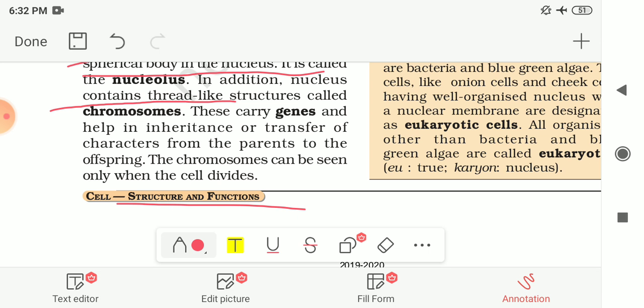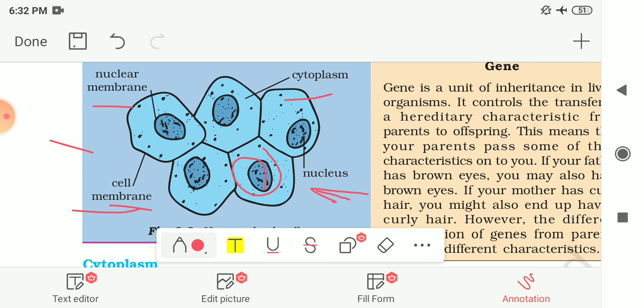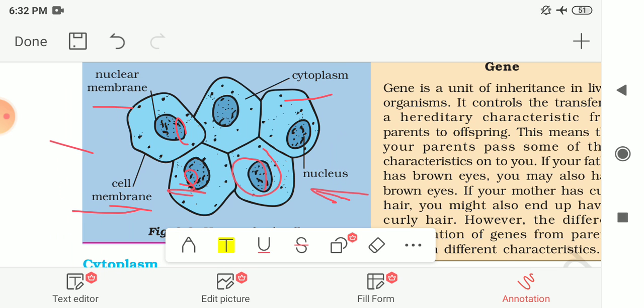So these genes are responsible for this inheritance, and the chromosomes can be seen only when the cell divides. Here in the cell you can see the nucleus. In the nucleus you can see some thread-like structures, which are known as chromosomes, and some other spherical bodies, which are known as the nucleolus. So this is part of the nucleus.